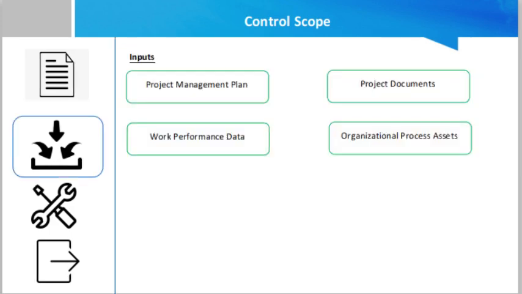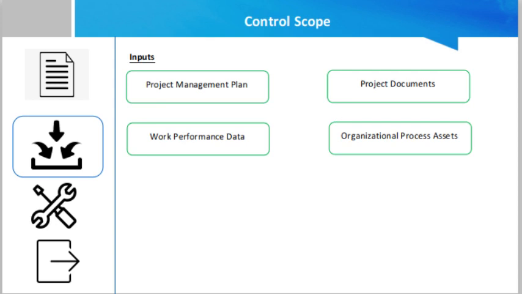Now the inputs for this process: the first one is the project management plan. Examples are scope, requirement, change management, configuration management, scope baseline, and performance measurement baseline. Project documents is another input for this process, which include the lessons learned register, requirement documents, and requirement traceability matrix.